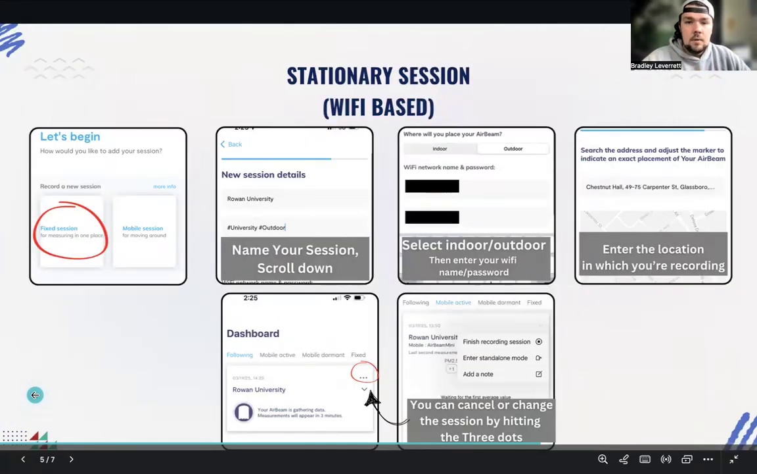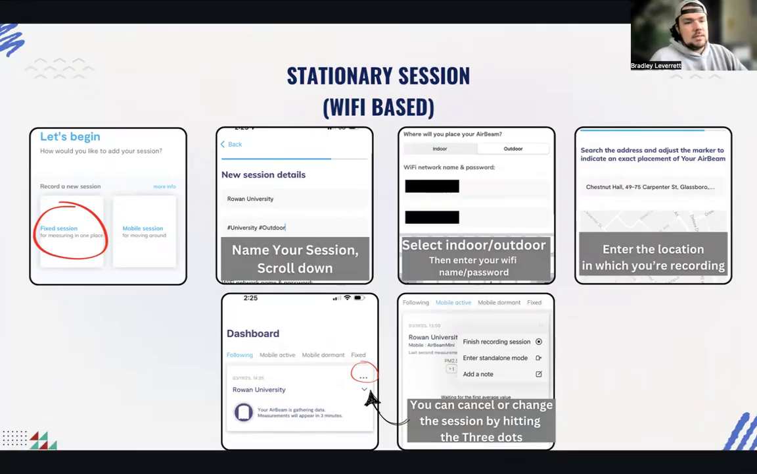Sorry. For stationary, it's pretty similar. Not too many major differences. Instead of selecting mobile, you'll select fixed session. Once again, you'll be prompted to input the name of the session and any tags you want to add, and then it will ask you for a Wi-Fi network name and password.